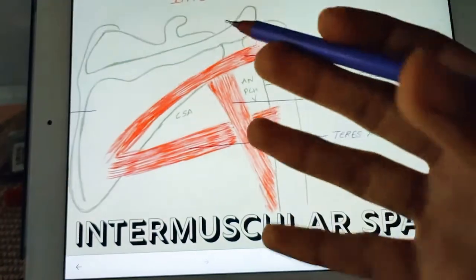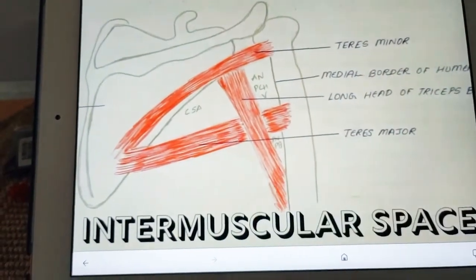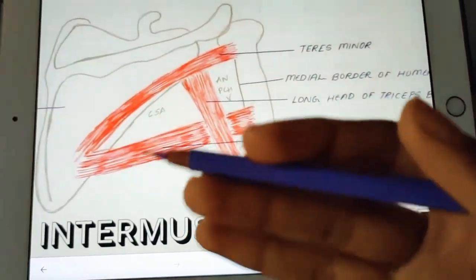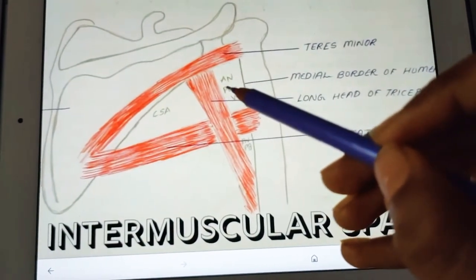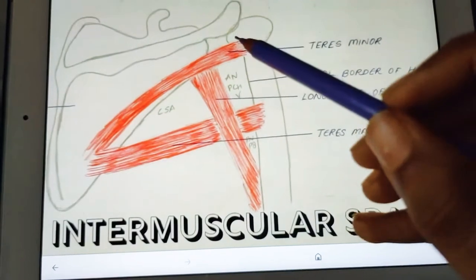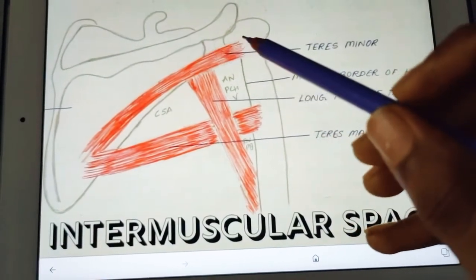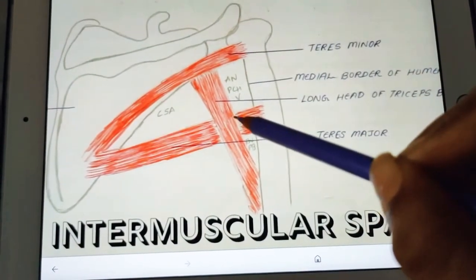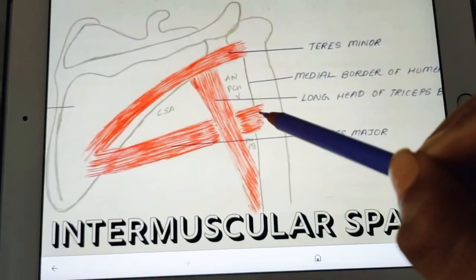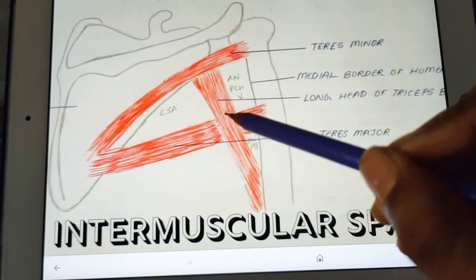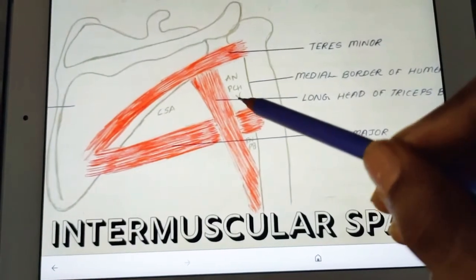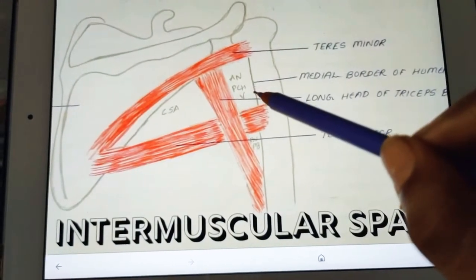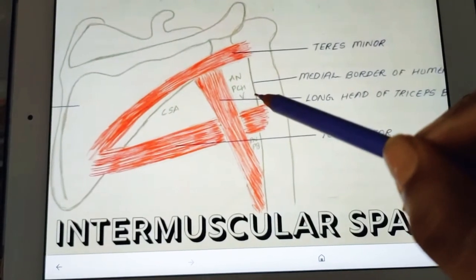So once again let us revise and recall all these spaces. First, the quadrangular space: superiorly you will have the teres minor, inferiorly the teres major, medially the long head of triceps brachii, and laterally the surgical neck of the humerus. The contents are the axillary nerve and posterior circumflex humeral vessels.